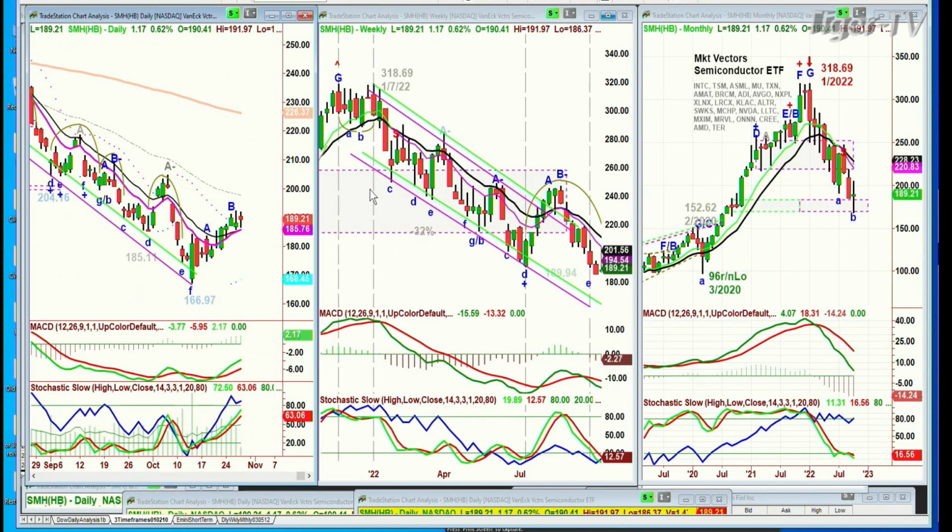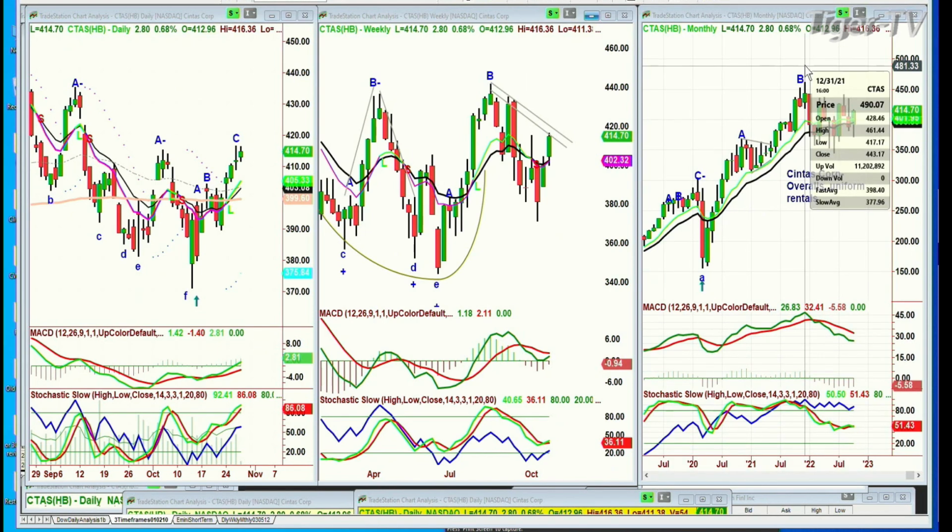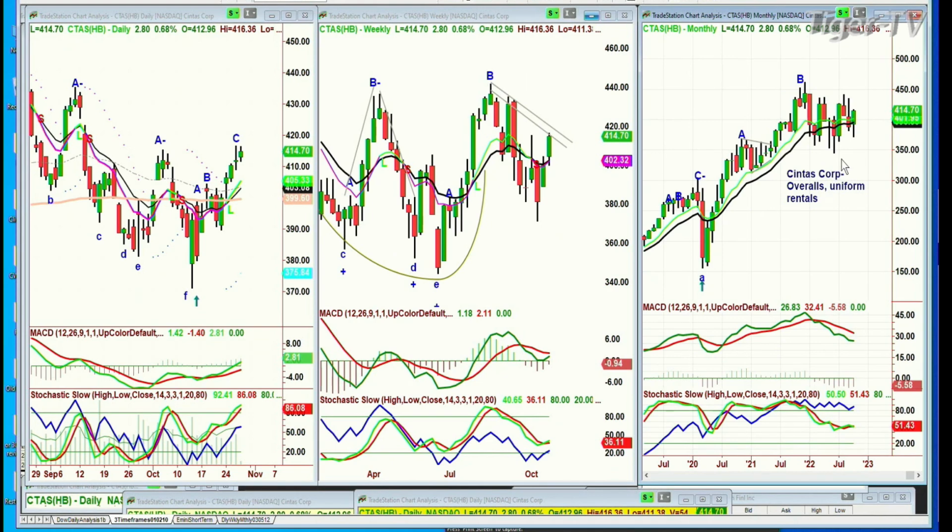Okay, with that said, I wanted to do that. Oh, look at Cintas. This is overalls and uniforms. Look at that monthly chart. That monthly chart just says, hey, consolidation since, what was that, November? Yep, I think it was. Yeah, since December at 461.44, goes down to 340s, and here it is at 414, about to challenge the Chapman inside track repellent zone. I must tell you, if I look at certain areas, it's really depressing.